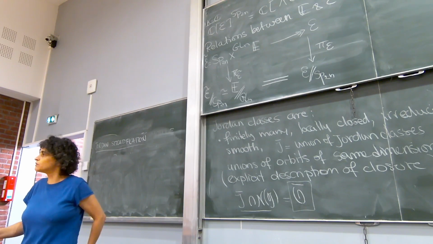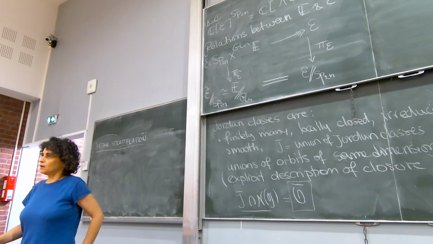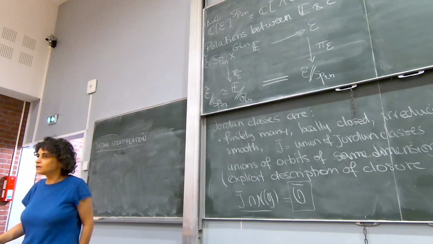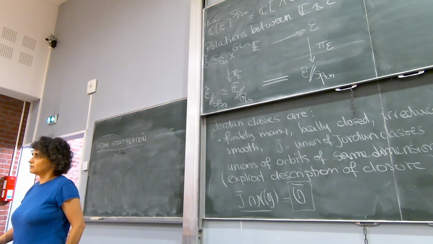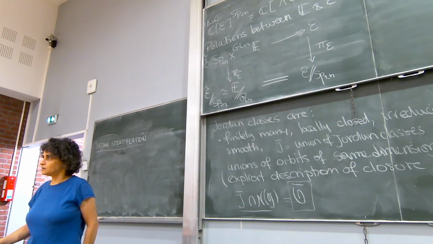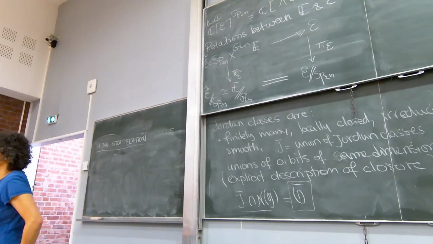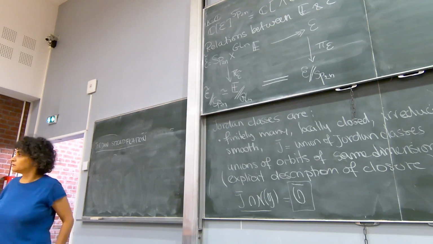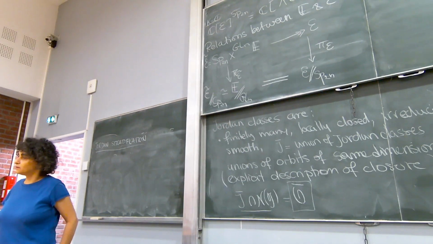So you said the Springer correspondence was like type A, in the sense that there are no non-trivial local systems. Ah, I see. Because the stabilizers are connected. And also that it's a bijection.